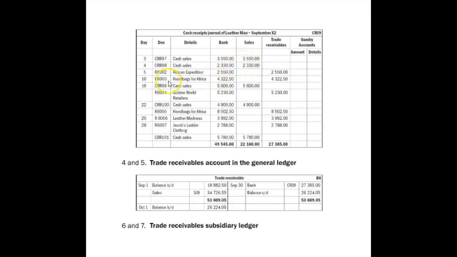But for this now, so contra. When it goes into trade receivables, it basically means you got it from a debtor. So it has to mean the debtor is paying the money back, is paying his debt, right?